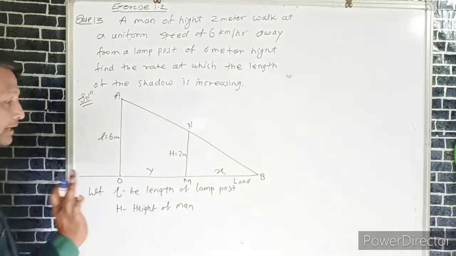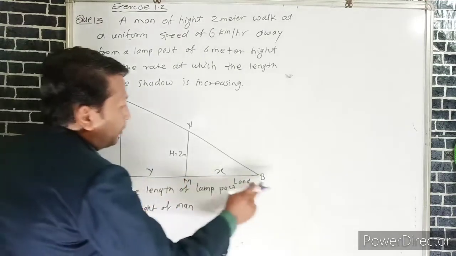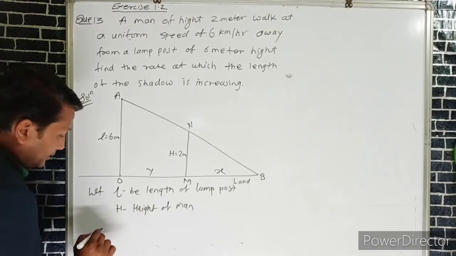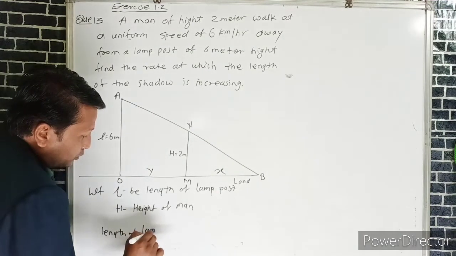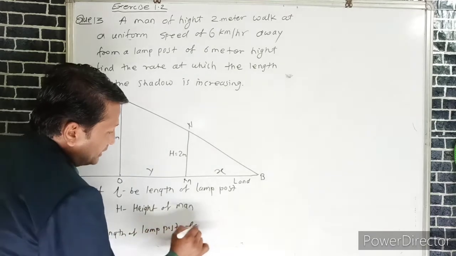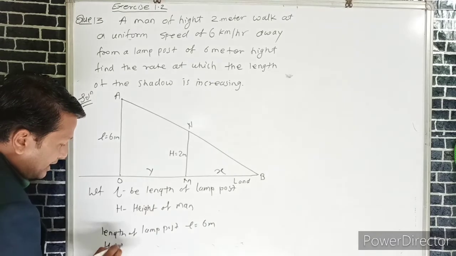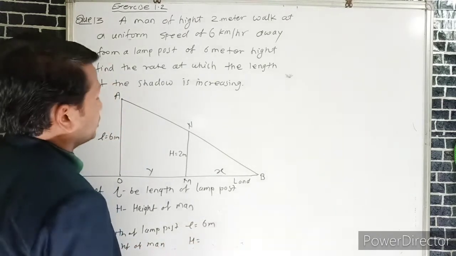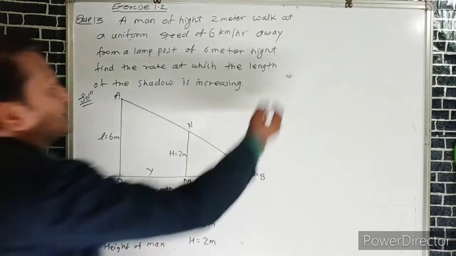Here we have to find the rate of change of x plus y, or the rate of change of OB. So by the given condition we can say that the length of the lamppost L is equal to 6 meter, and the height of the man H is equal to 2 meter.